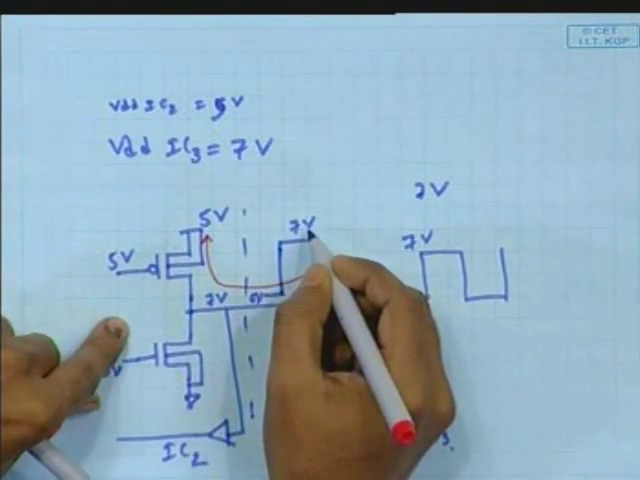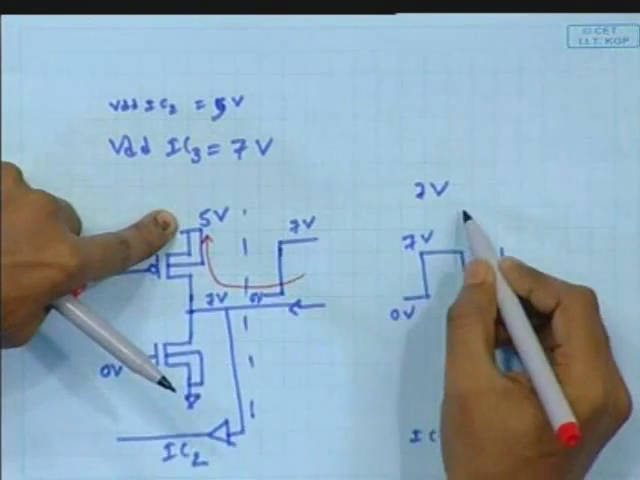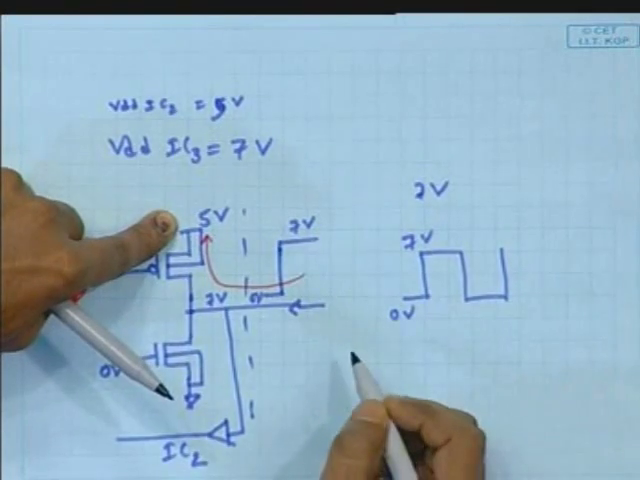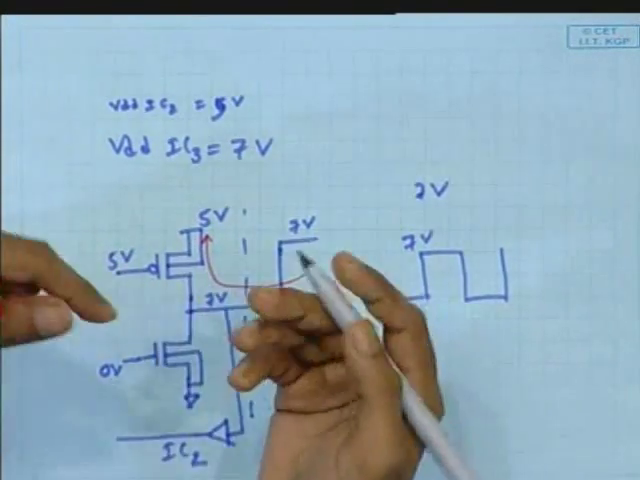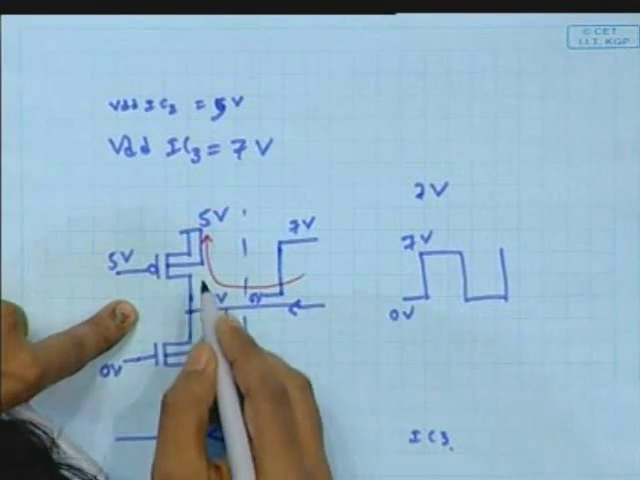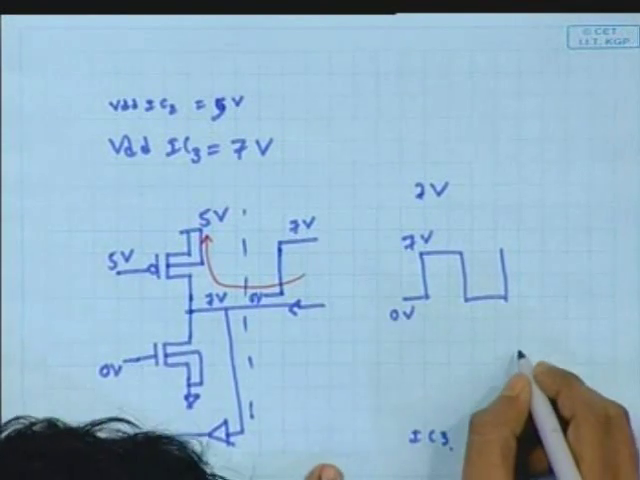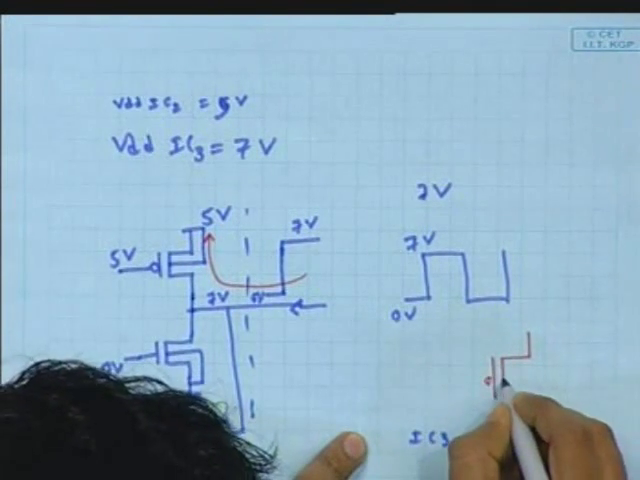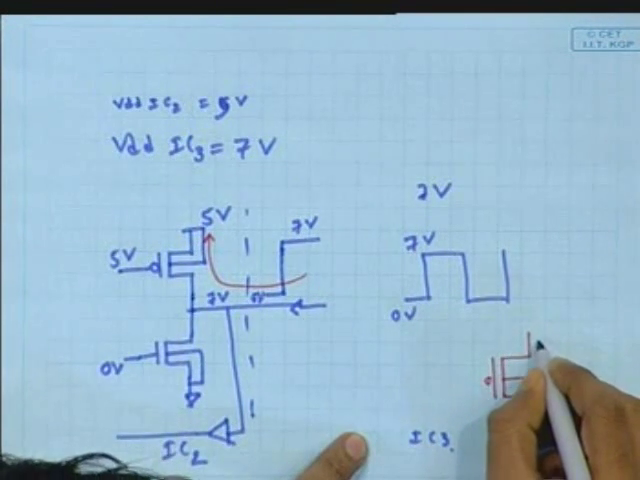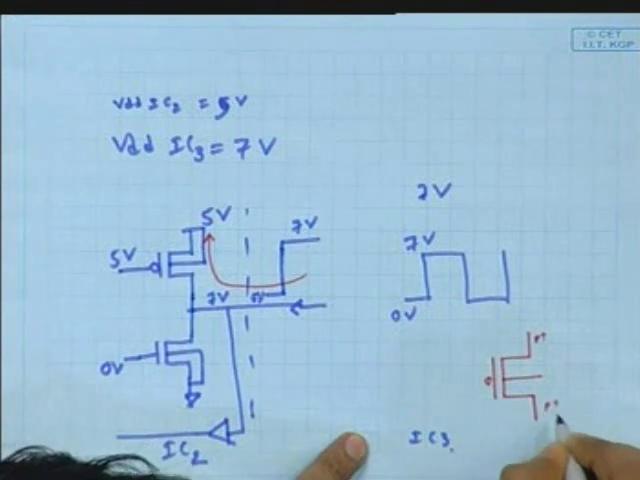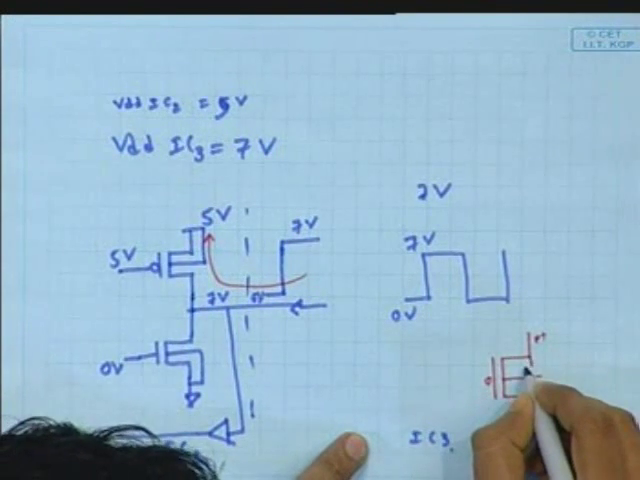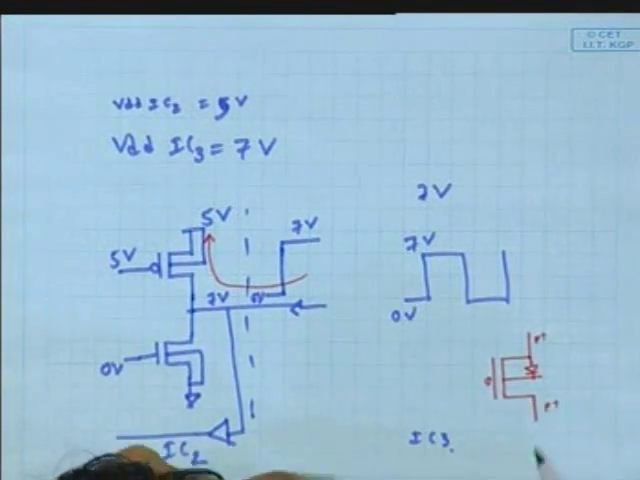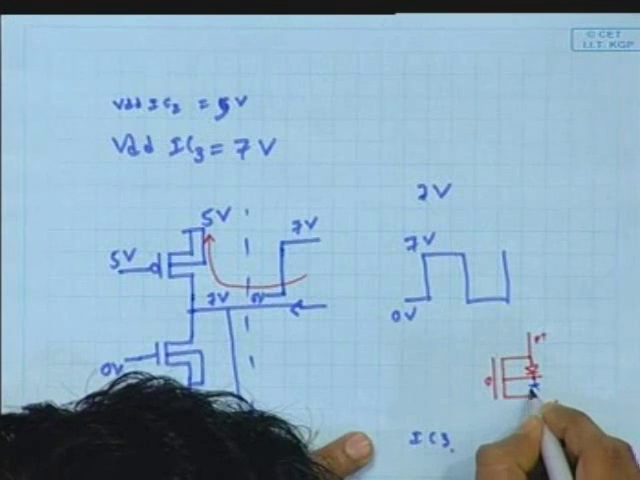That means when it is receiving 7 volt, because IC2 has a 5 volt supply and IC3 has a 7 volt supply, the signal level for the IC3 is a maximum of 7 volt. So we have to turn off, because at this time the PMOS will be turned on. And second thing, if I draw the PMOS, this is PMOS, this is bulk. PMOS means this is P plus, this is P plus. So we have a diode something like this, and one diode something like this.